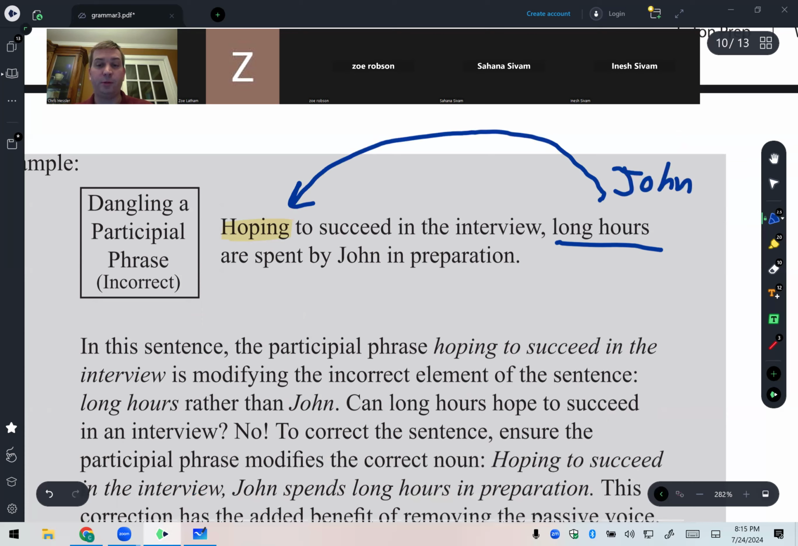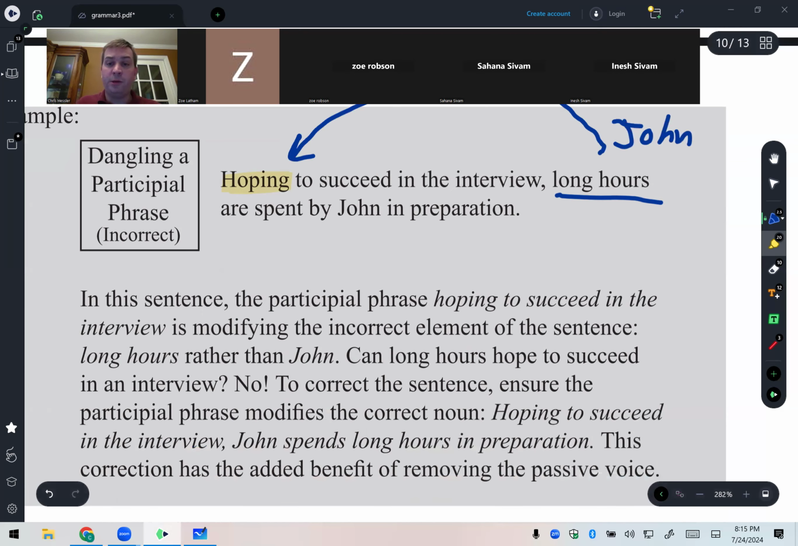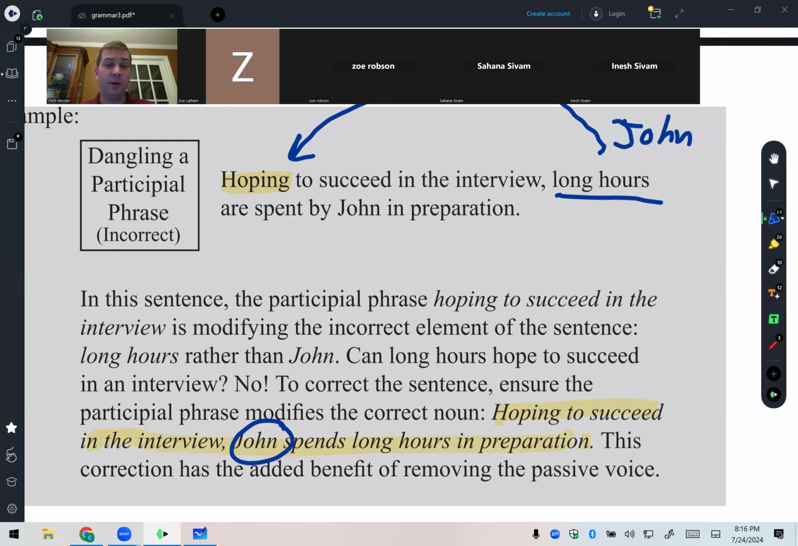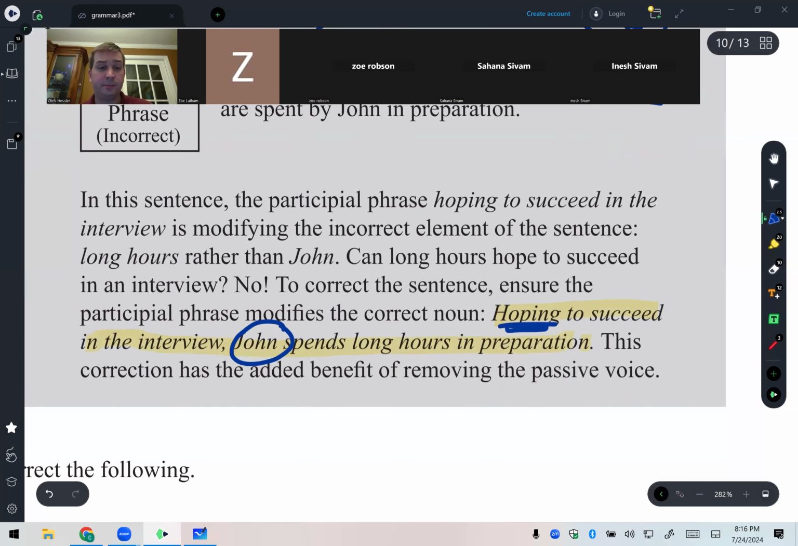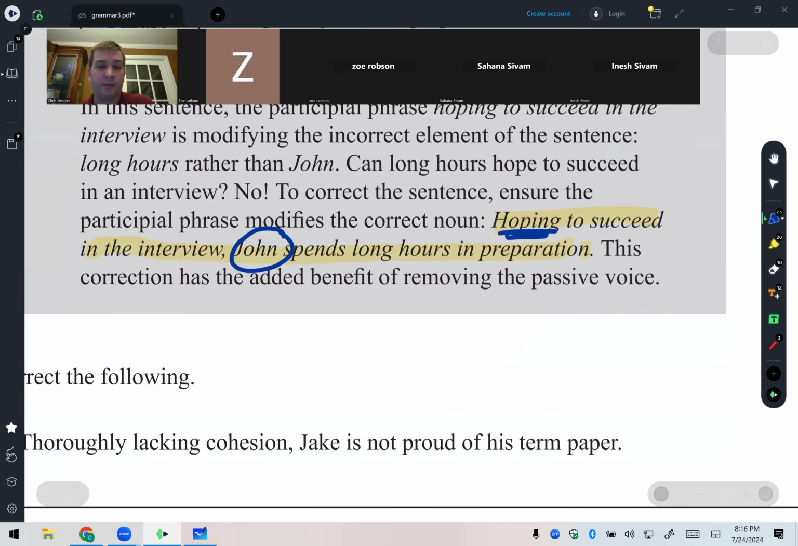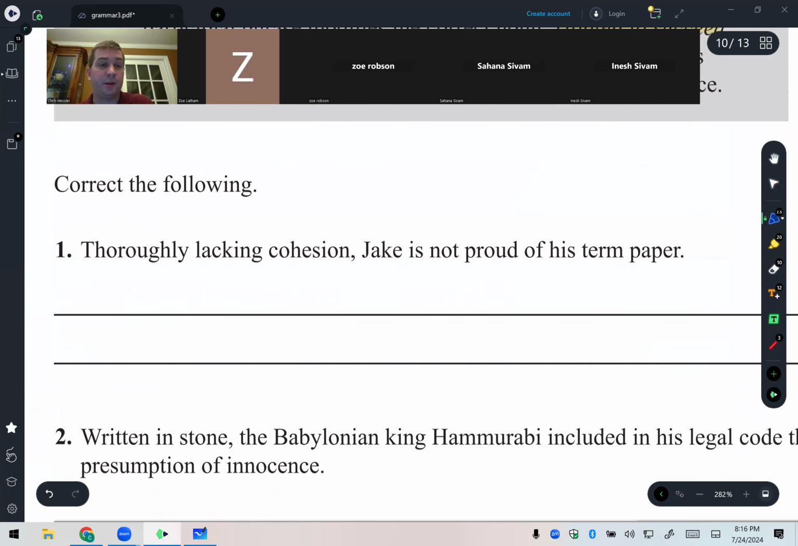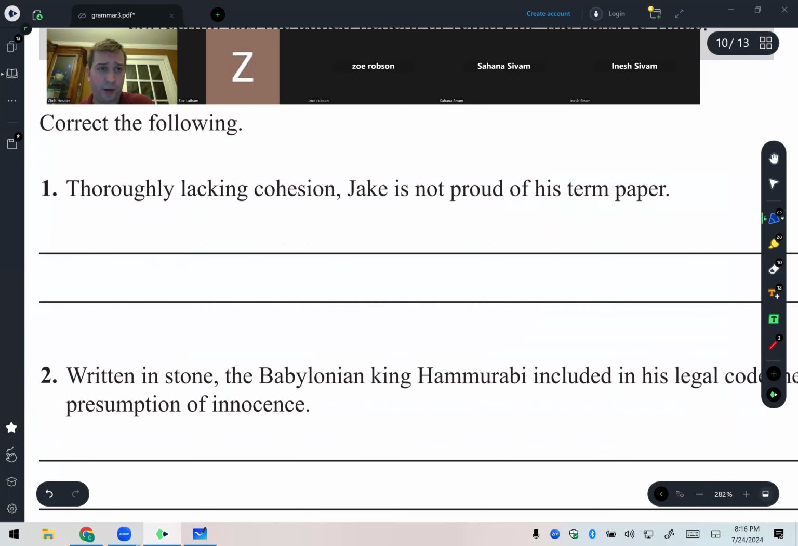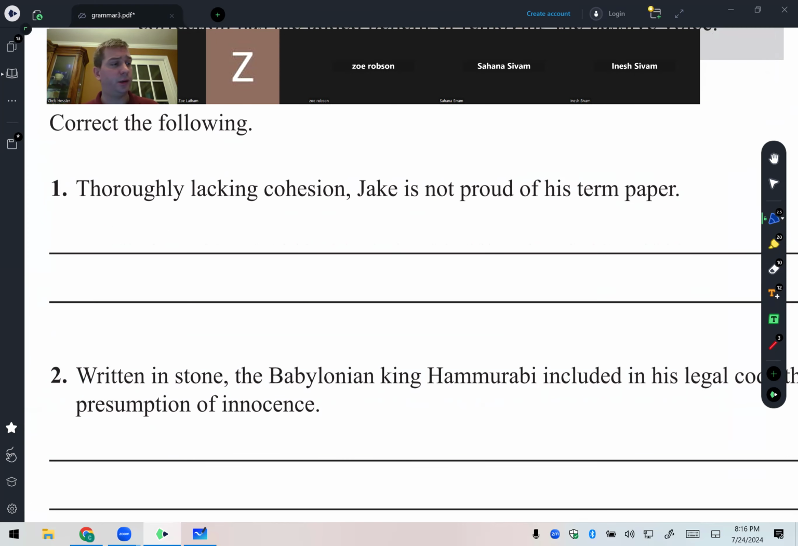So here's how we fix this one. Hoping to succeed. Oh, I didn't mean to cross it off. I'm trying to highlight it. Hoping to succeed in the interview, John spends long hours in preparation. So now John is where he needs to be. Now hoping is modifying him and not something else in the sentence. So it's not too difficult of a concept. Just watch out because they will test you on this. Let's try a few of these together, and then we're going to get to some SAT questions in a little bit. All right, so let's try this.